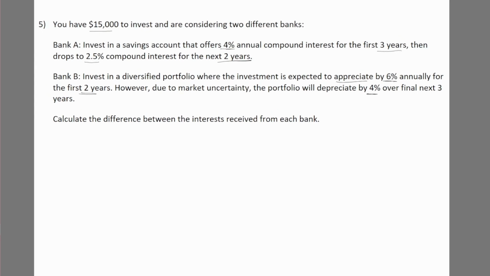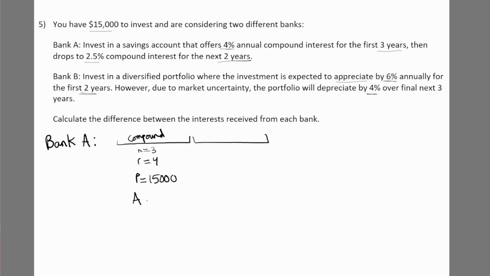So again, the perfect way to solve this is firstly to find the total amount you will have if you invest in Bank A at the end of 5 years. So for Bank A, we're dealing with 2 different chunks of investment. So firstly, for the first 3 years, n is equal to 3, we will be investing at a rate of 4% compound interest. And the principal amount we're investing is 15,000. And we want to find the final amount.